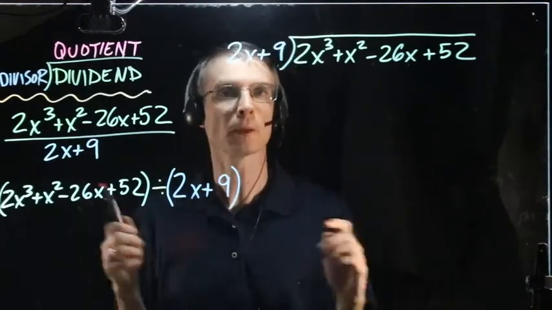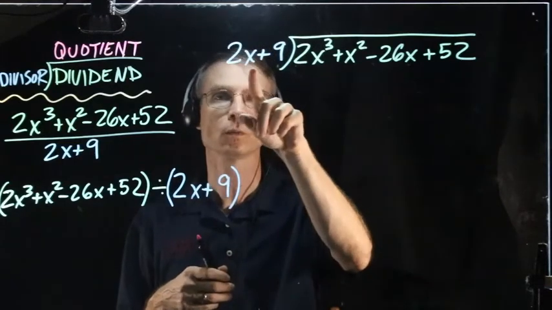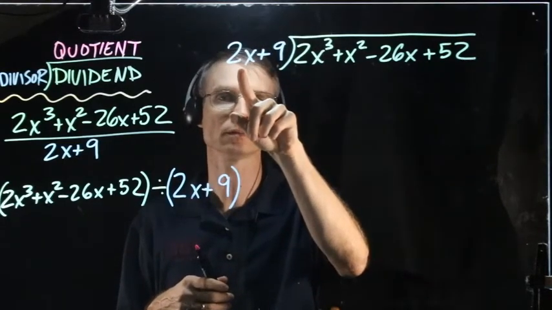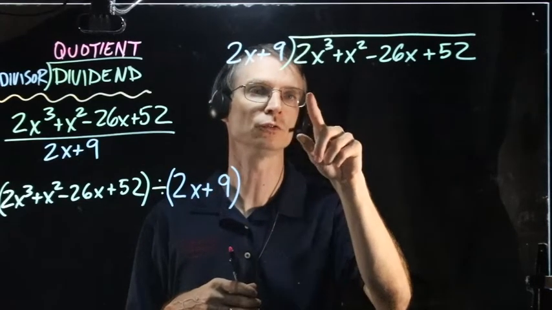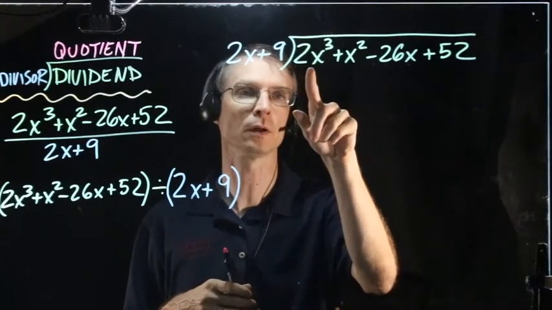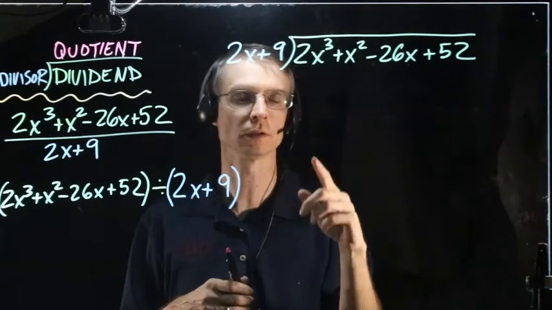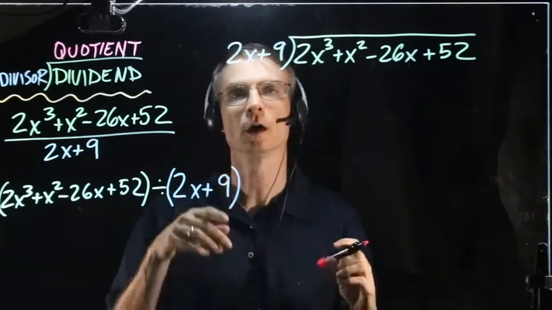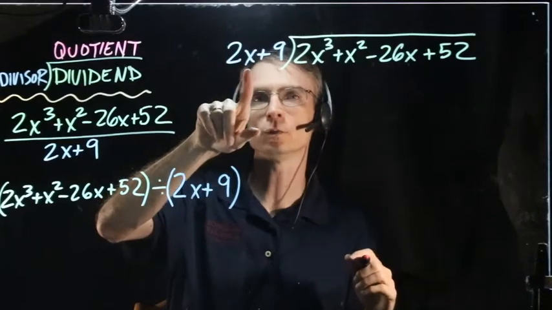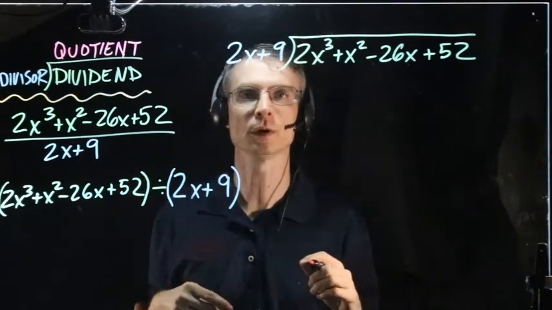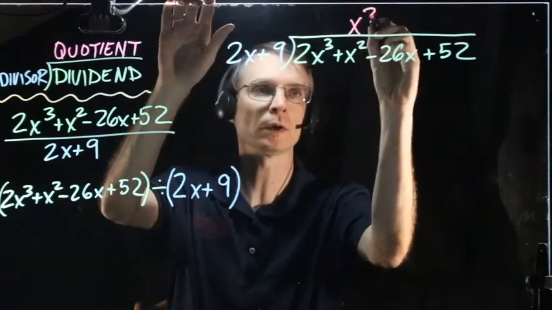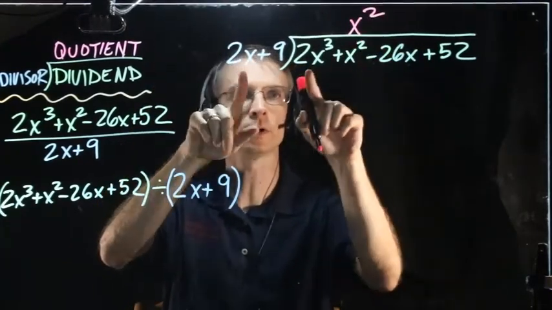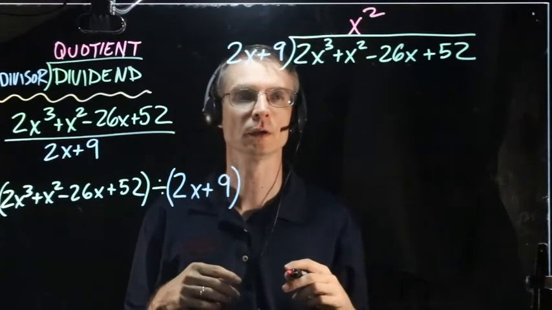Now, what we're going to do is we're going to try to figure out how many times this first term in the linear expression goes into this first term in the polynomial expression. Okay? In this case, a cubic expression. So let's see, 2x times what is going to give me 2x cubed? Well, 2x times x squared is going to give me 2x cubed.